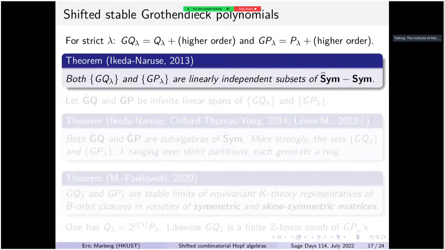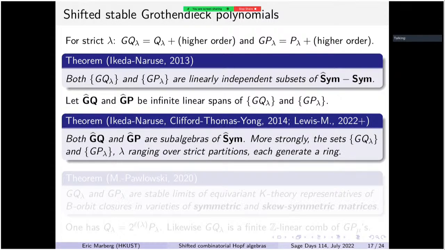Ikeda and Naruse are the guys who first introduced this definition of this formula, and they showed that, as lambda ranges over all strict partitions, these are linearly independent symmetric functions. So we're going to let GQ, bold GP be the infinite linear spans of these two sets of functions. And then it turns out that these two spaces are both subalgebras of symmetric functions. So they're proper subalgebras.